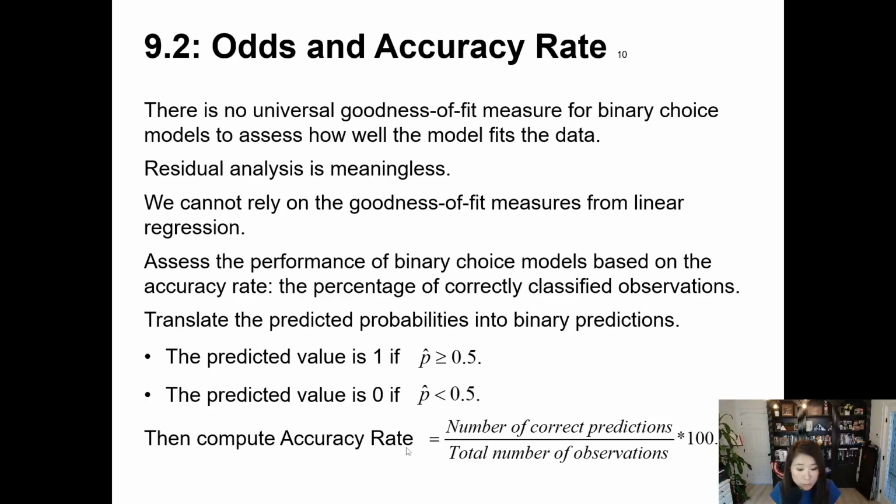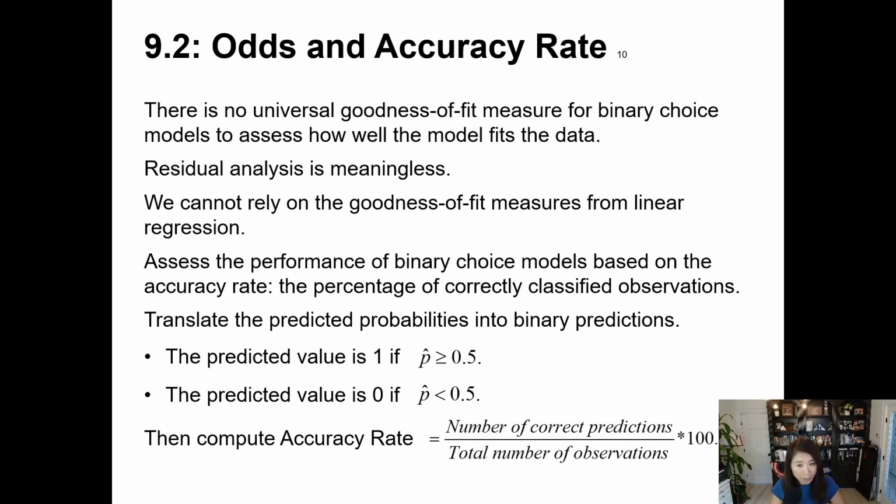So we no longer use R square, what we did before, SSR divided by SST. Now, instead, we look at the number of correct predictions divided by the total number of observations, times 100. That will give us the accuracy rate.